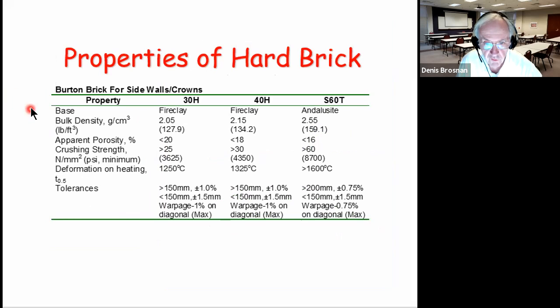Now, bricks have properties, and you will see this. I've listed one fire clay brick, another fire clay brick, and a 60% alumina brick based on a very alkali resistant aggregate called andalusite, whereas these are fire clay based. They all have densities. You can see porosities, and most of these bricks are pressed. So they're going to show about 16% porosity or thereabouts. They have crushing strengths, which is important for load bearing. And of course, they have high temperature properties, and they have tolerances on dimensions.